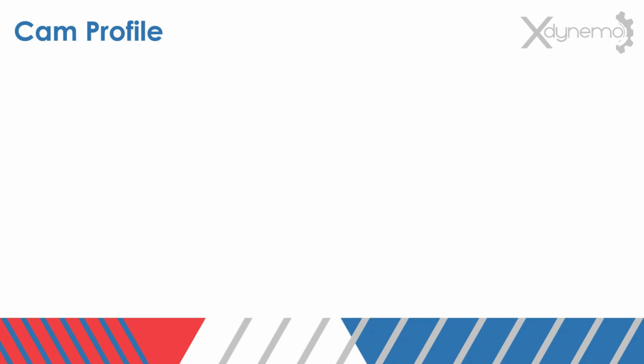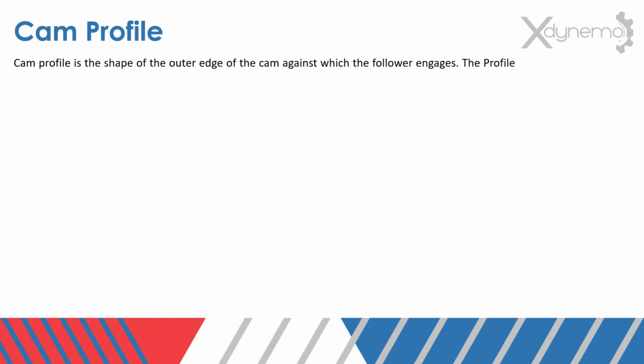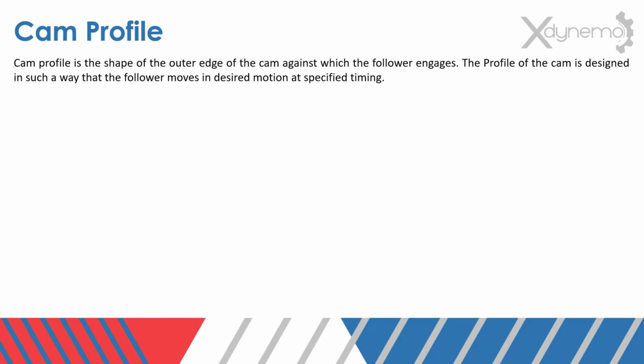CAM profile. CAM profile is the shape of the outer edge of the CAM against which the follower engages. The profile of the CAM is designed in such a way that the follower moves in desired motion at specified timing. This is a typical CAM profile.